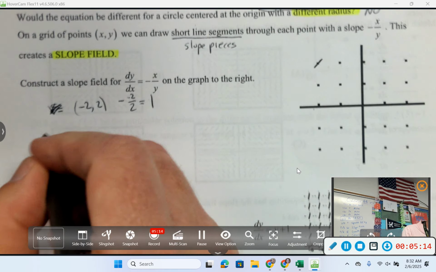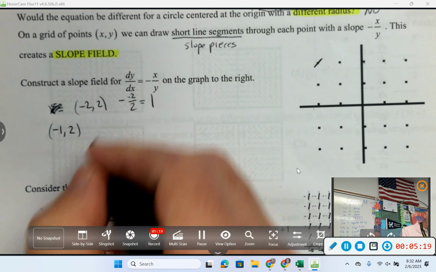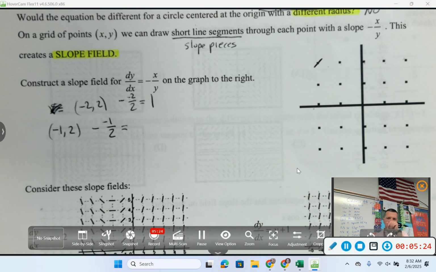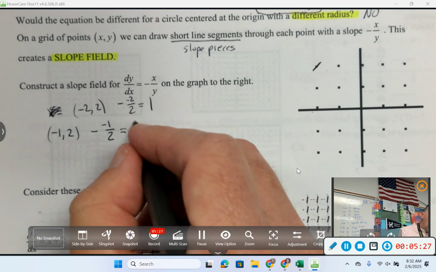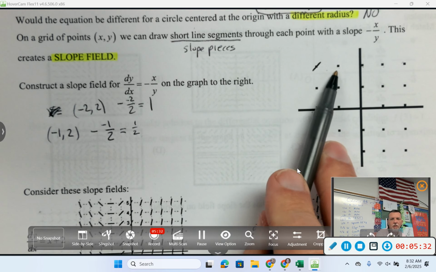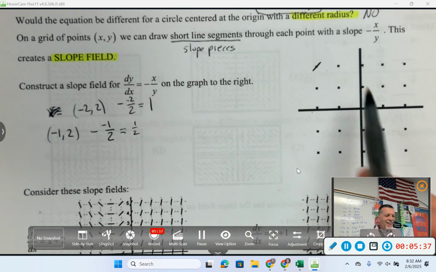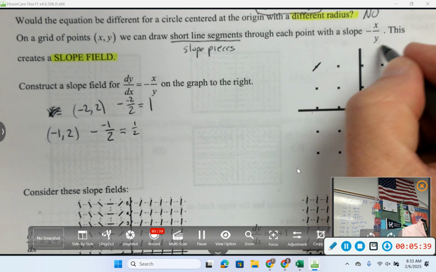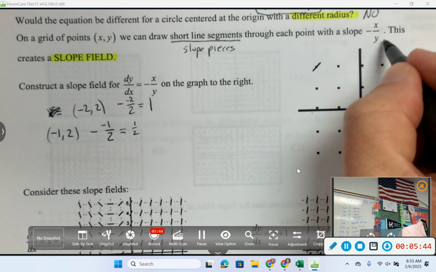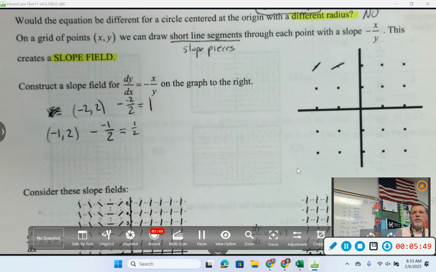Let's move left to right, so that would be at negative 1, 2. So dy dx would be negative 1 over 2, also known as 1/2. So how does the steepness of this slope compare to the one we just did? Half of it, yes. Less steep. It'd be nice if I had another point over here to sort of aim at 1/2, like up 1 over 2. So something like that.